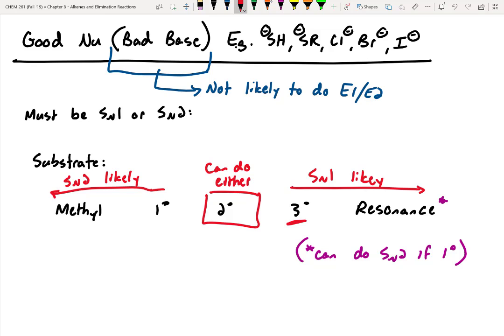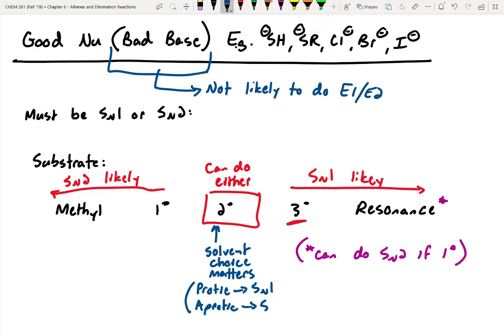How do we know if it's going to do SN2? What's another thing we can look at? Solvent. So solvent choice matters. If we have protic, meaning it can H-bond, what's it likely going to be? SN1. Aprotic must be SN2 then. Like we said, protic solvents are nice for SN1 because it kind of catches the leaving group as it falls off, stabilizes it with H bonding, where aprotic solvents are good for SN2, because we don't want the solvent to interact with the nucleophile as much.